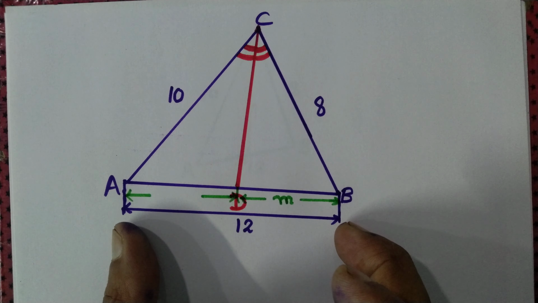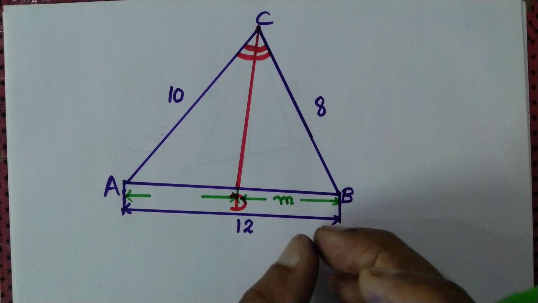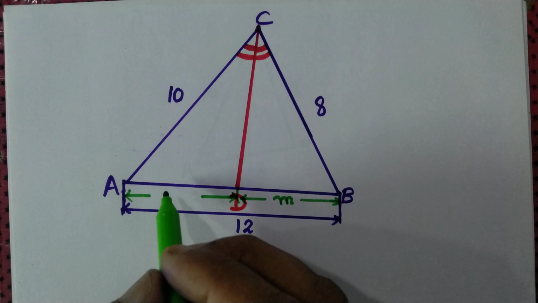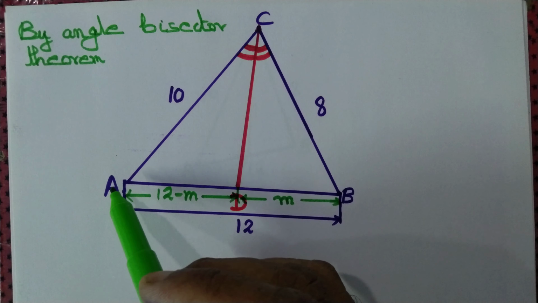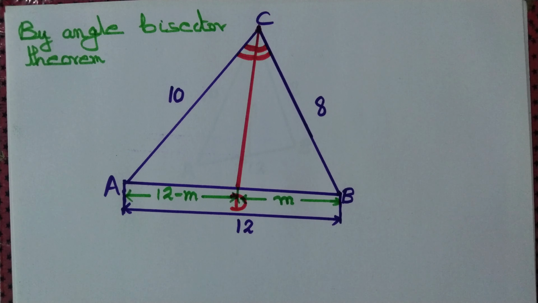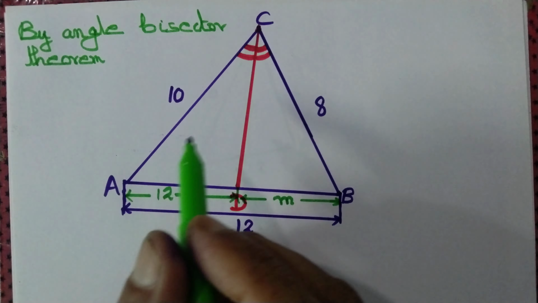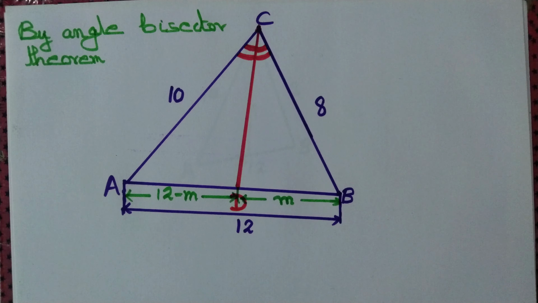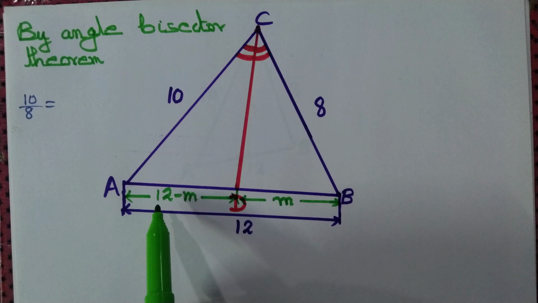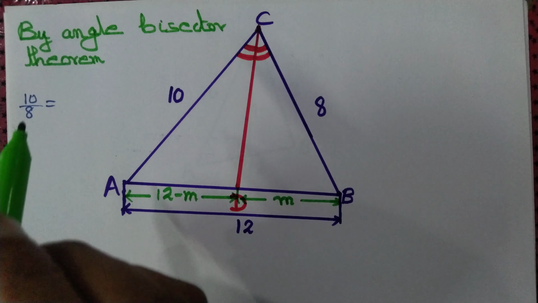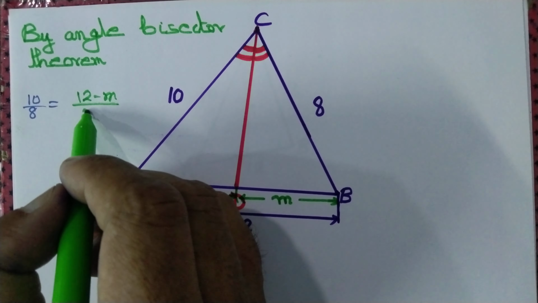Now the total AB measures 12 unit and DB measures m unit. So AD must measure 12 minus m unit. Since CD is the bisector of angle ACB, we can apply angle bisector theorem to say that 10 divided by 8 equal to 12 minus m divided by m.